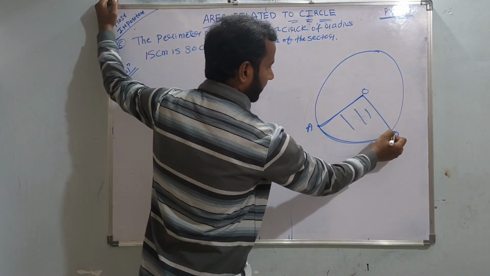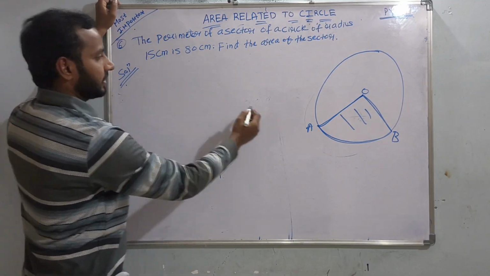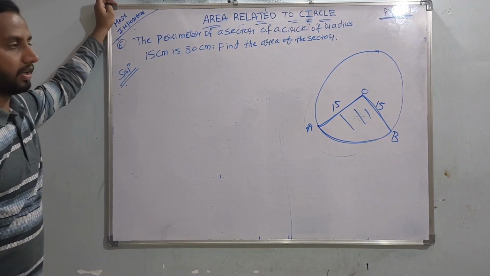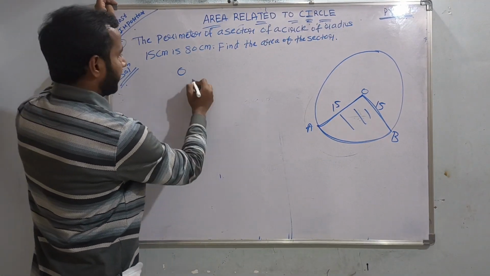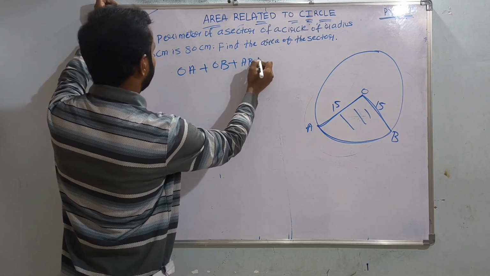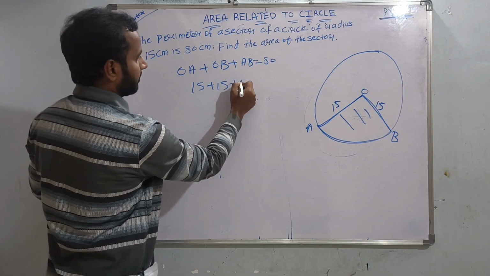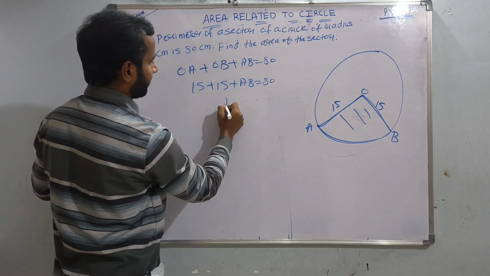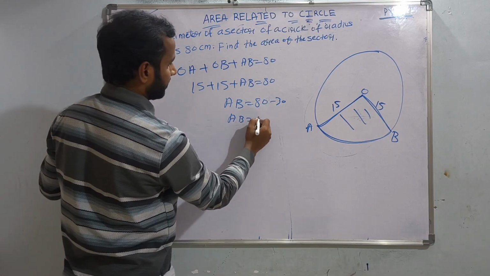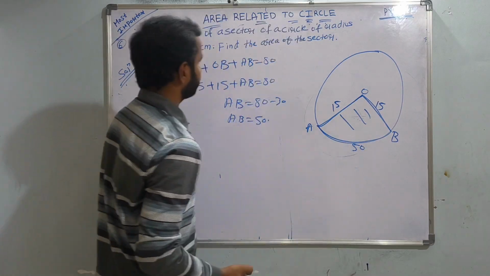OA, AB and OB. And also they have given you the radius. Radius is 15. Then OA will be 15, OB will also be 15. To find AB, we have OA plus OB plus AB equal to perimeter, which is 80. Then 15 plus 15 plus AB is 80. Then AB equals 80 minus 30. Then AB will be 50. That is 50 centimeter.